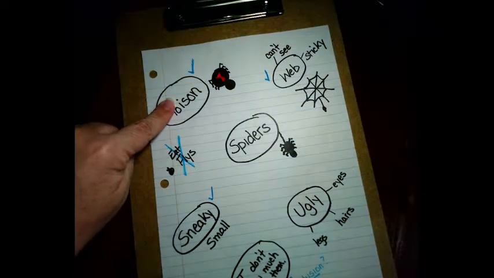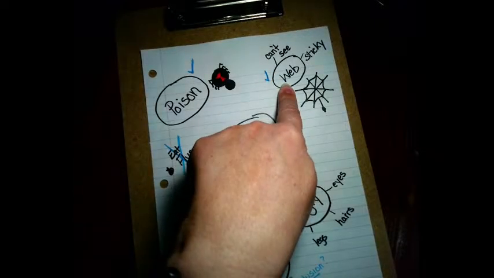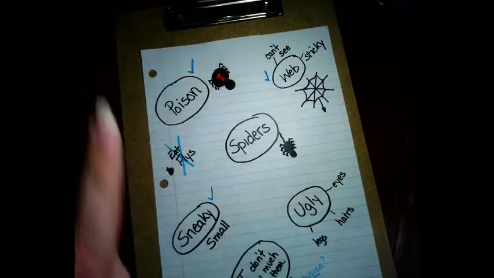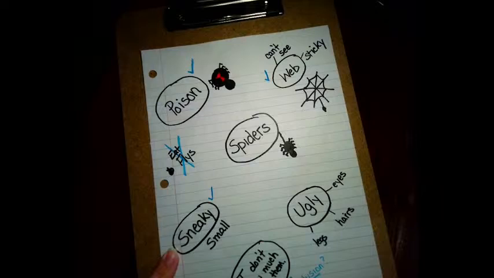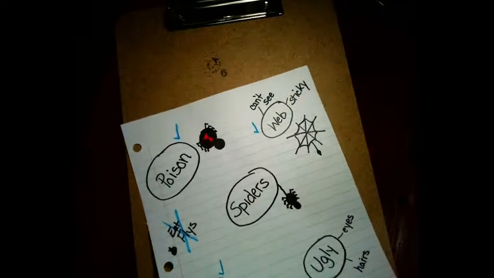So, the 3 reasons we were going to talk about was poison. They might be poisonous. The sticky spider webs that I can't see, and the fact that they're small and sneaky. So I don't know which order I want to put these in yet. So let's just start with poison, since I have that up at the top of my page.